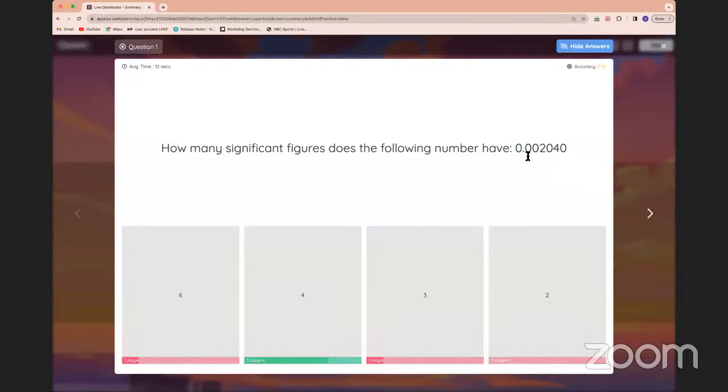Now, this number has 4 significant figures. That means the 2, 0, 4, and 0 are significant. Could you explain why the 0 is significant? Because it's in between two non-zero digits. Correct. That's rule number 2. And then the last 0, why is it significant?